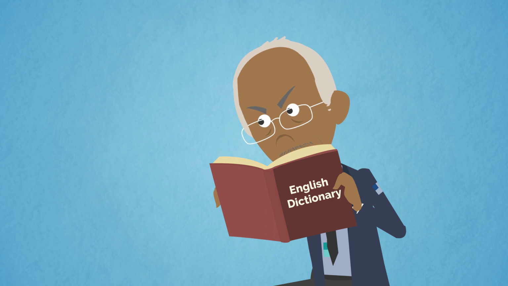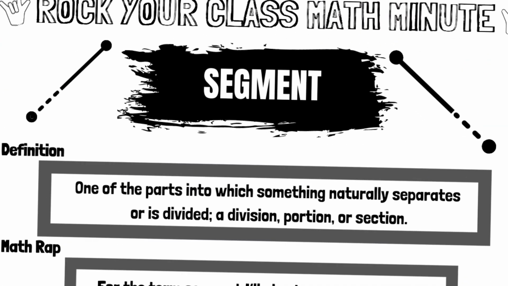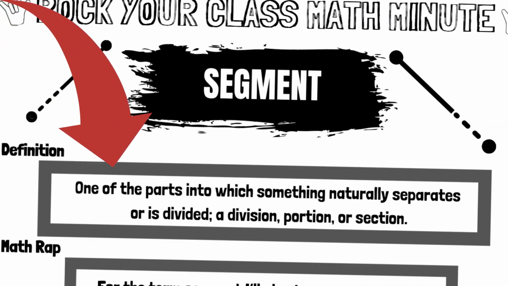What does the dictionary say? One of the parts into which something naturally separates or is divided. A division, portion, or section.